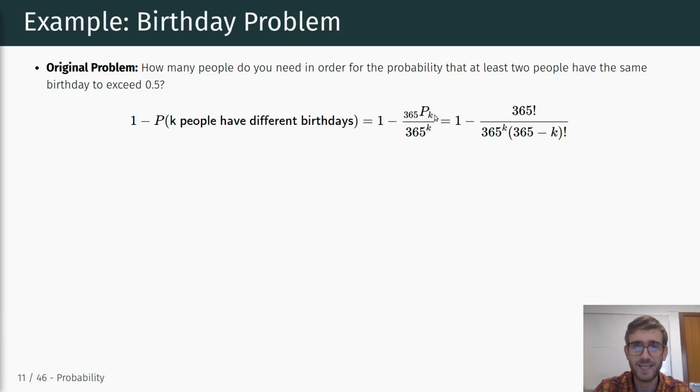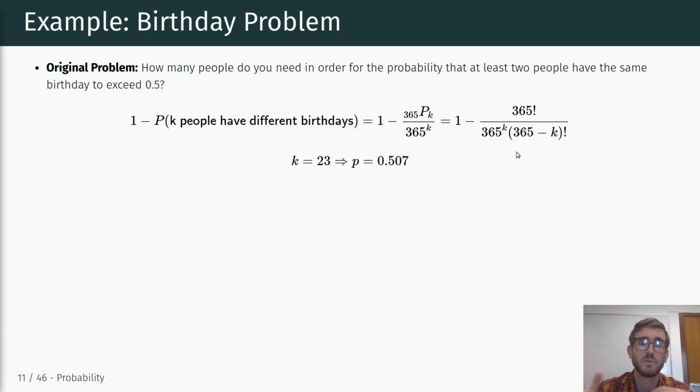So that's 365 permute k, to select k individuals with different birthdays, divided by 365 to the power of k. Of course, those are the total number of possible birthdays, so to speak. Okay, that's 1 minus 365 factorial divided by 365 to the power of k times (365 minus k) factorial. And that's just plugging in the formula for permutations, right?